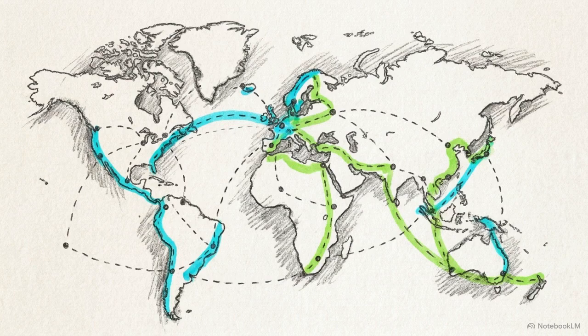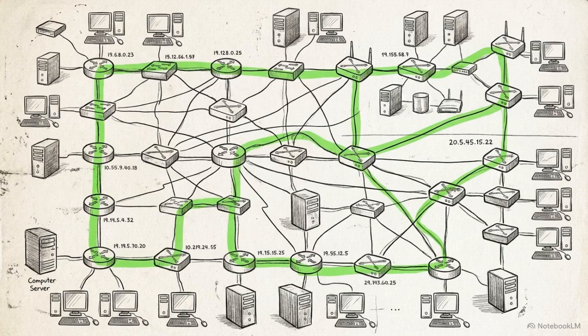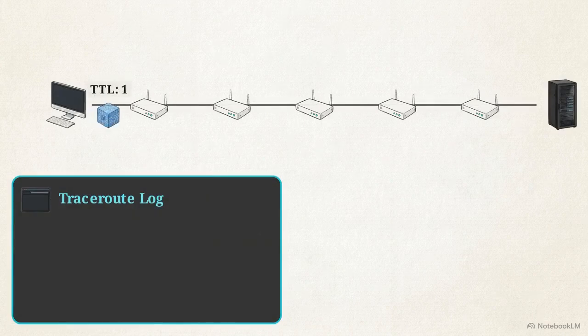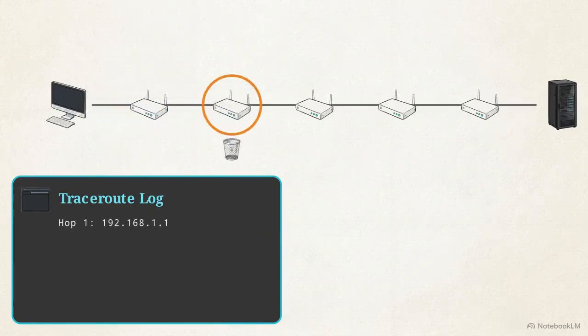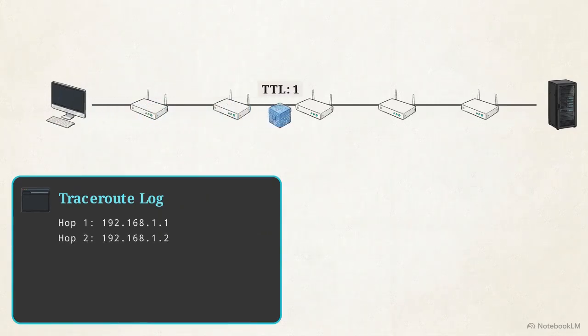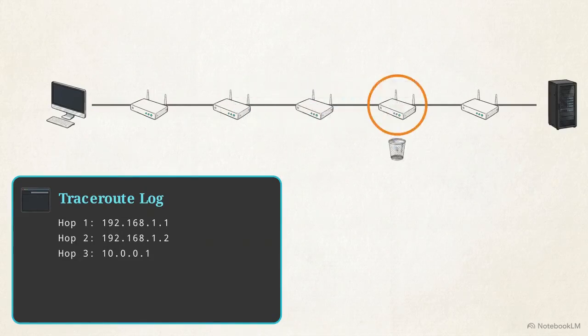The traceroute utility leverages this time exceeded mechanism to perform network topology mapping. The tool sends a packet with a TTL of 1, which expires at the first router, returning an error recorded as hop 1. It then sends a packet with a TTL of 2, surviving the first hop but expiring at the second, revealing hop 2. By incrementally increasing the TTL, the tool methodically identifies every router interface along the entire communication path.